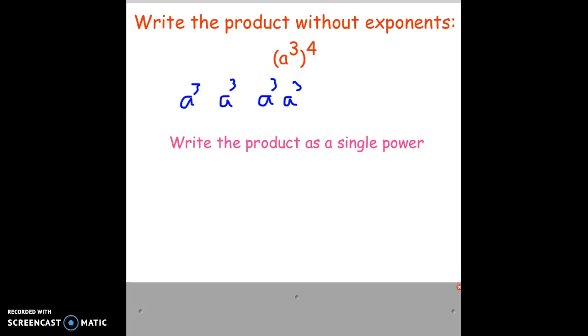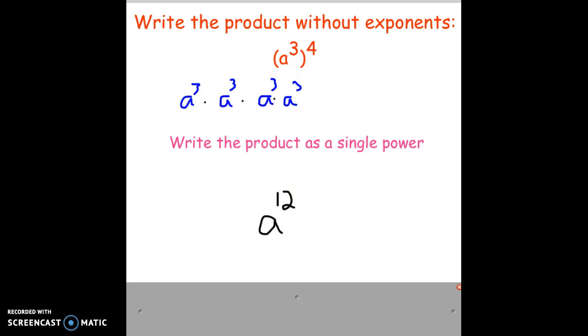Now to write it with a single power, I'm going to use the rule that I came up with in the last example. I've got the same base multiplying together, and I'm going to add these exponents. So 3 plus 3 is 6, plus 3 is 9, plus 3 is 12. So this is a to the 12th power.